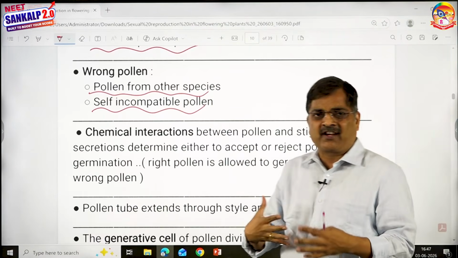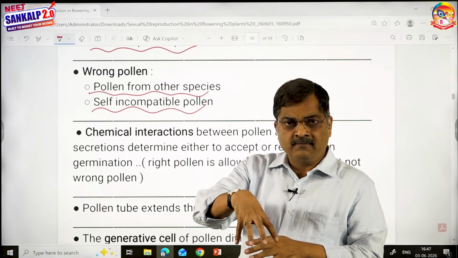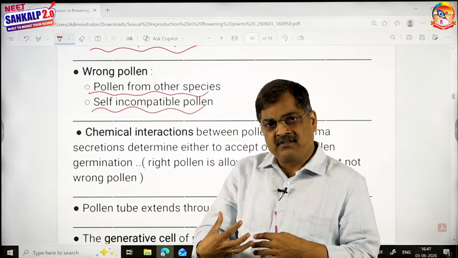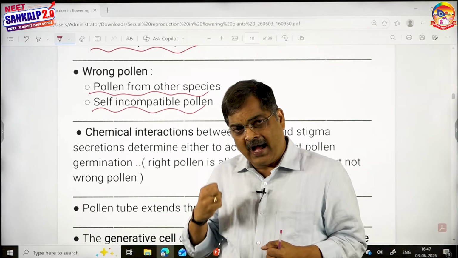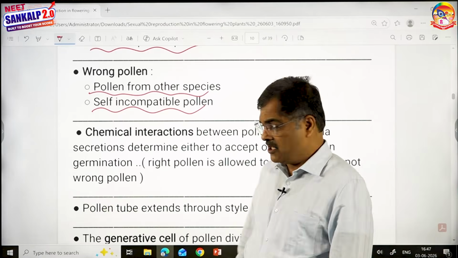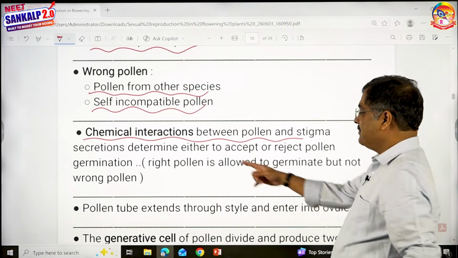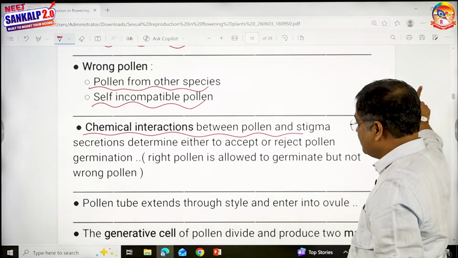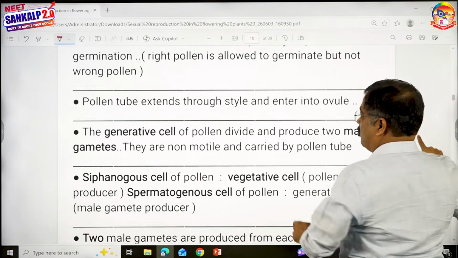Chemical interactions occur between the stigma and the pollen. After that, it is up to the stigma to either allow the pollen to germinate or prevent the pollen from germinating. This is a chemical interaction between the pollen and the stigma secretion that determines whether to accept or reject the pollen. The pollen tube extends through the style and enters the ovule.